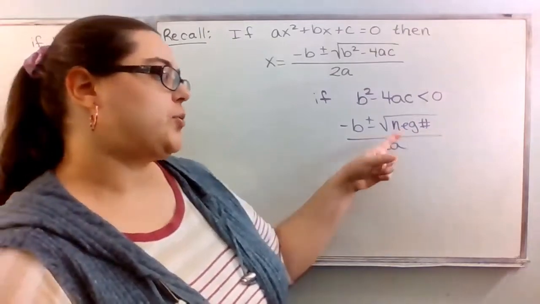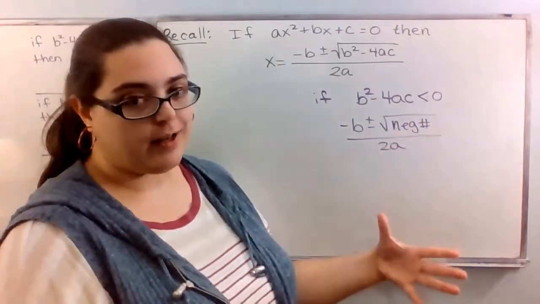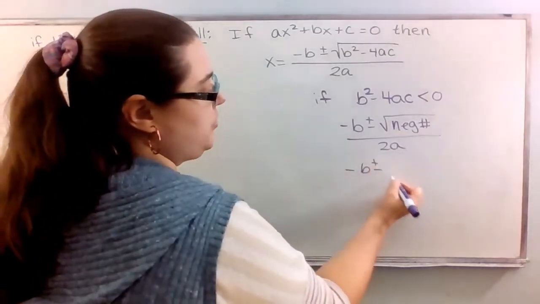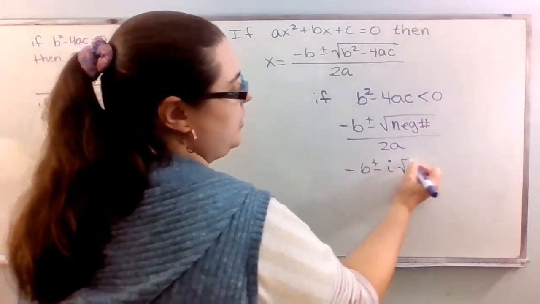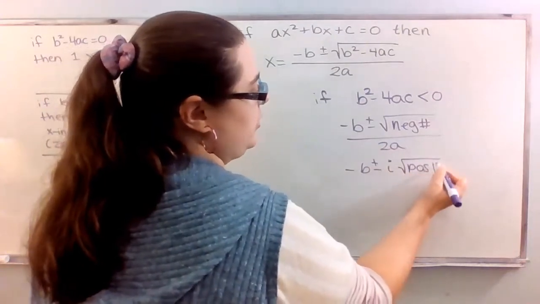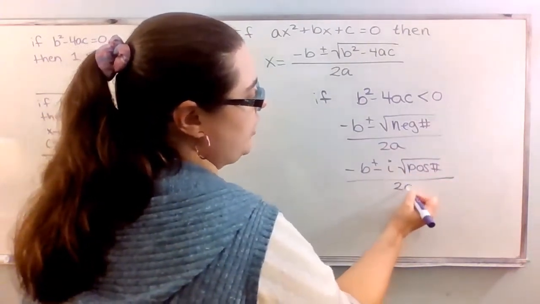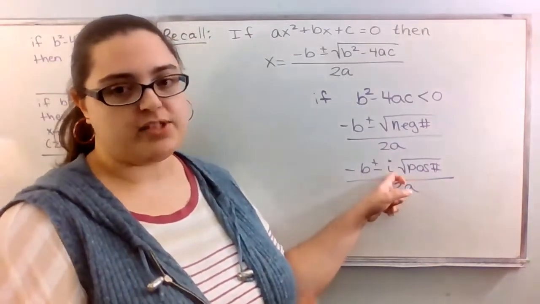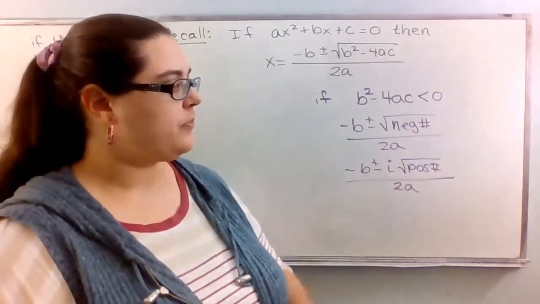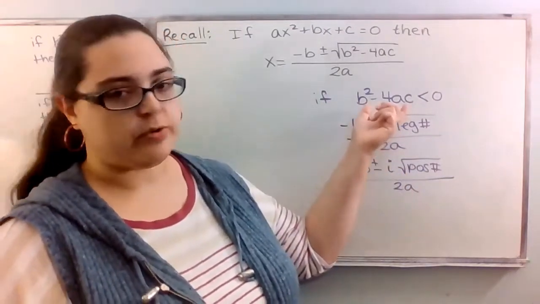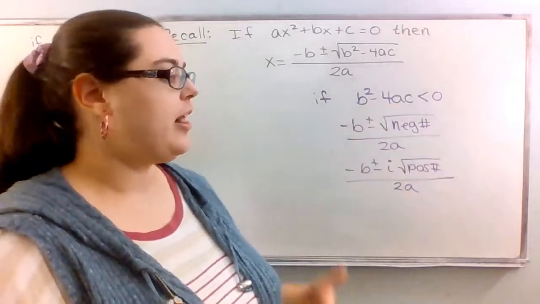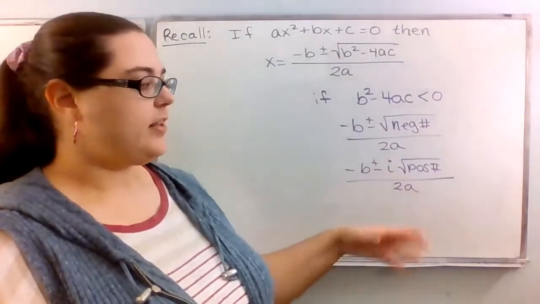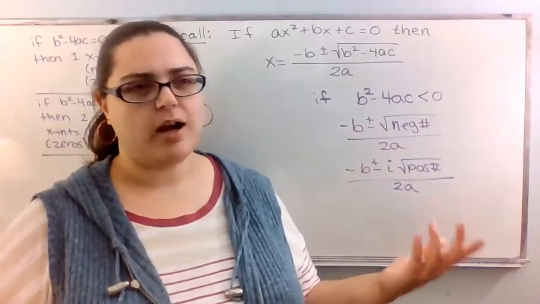Now, if you're taking the square root of a negative, you can rewrite it in terms of i. So this would be negative b plus or minus i times the square root of a positive number all over 2a. Remembering that i is the same as the square root of negative 1. So if this expression b squared minus 4ac is negative, that means we're going to end up with a complex solution here. The x-intercepts are going to be complex numbers.